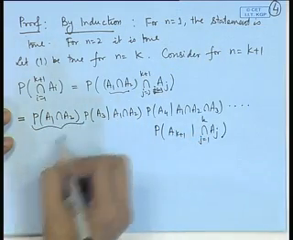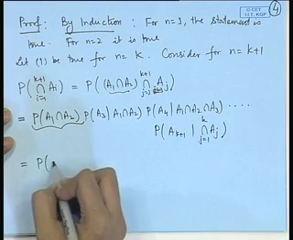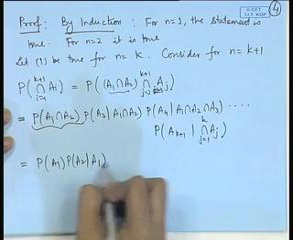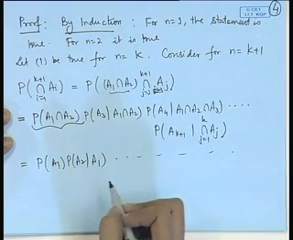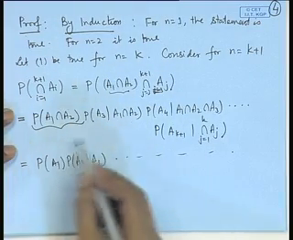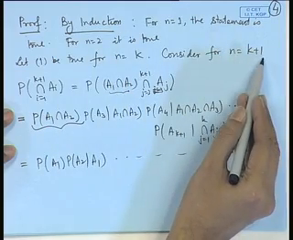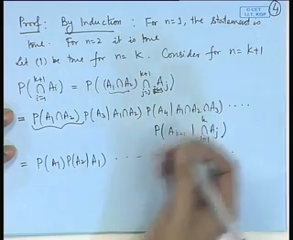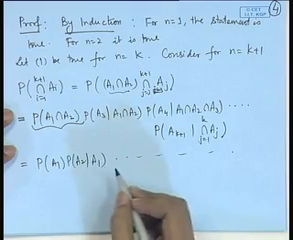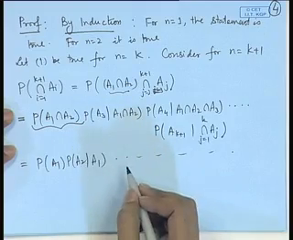And now, the first statement we can express as probability of A1 into probability of A2 given A1, and all the remaining terms will be there. Hence, the statement 1 is true for n equal to k plus 1 also, and therefore, by the principle of mathematical induction, the general multiplication rule is true.